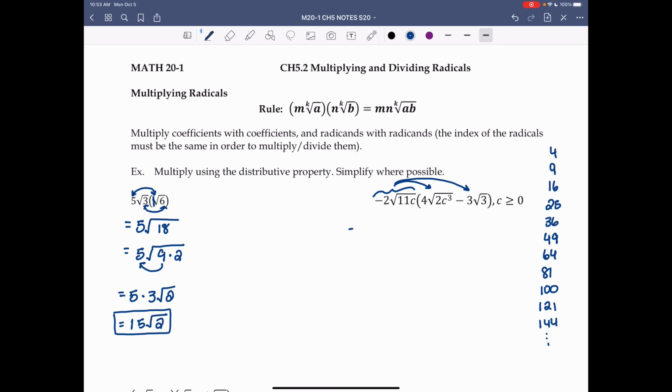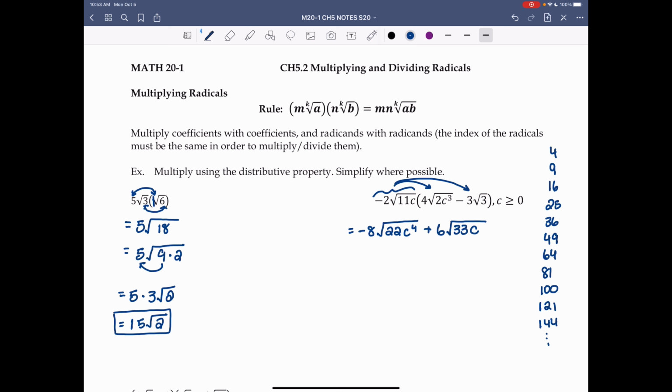First term, coefficient times coefficient. Negative 2 times 4 is negative 8. They're both square roots, so we can multiply those. 11 times 2 is 22. c times c to the 3 is c to the 4. Second term, negative 2 times negative 3 is positive 6. Square root, 11 times 3 is 33, and then we have c. We want to simplify these.